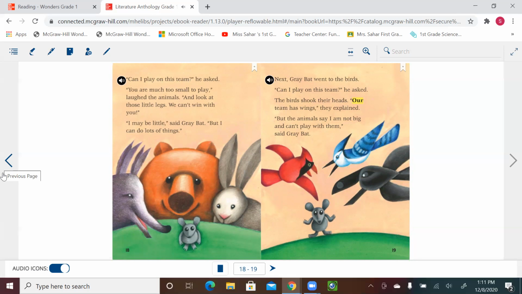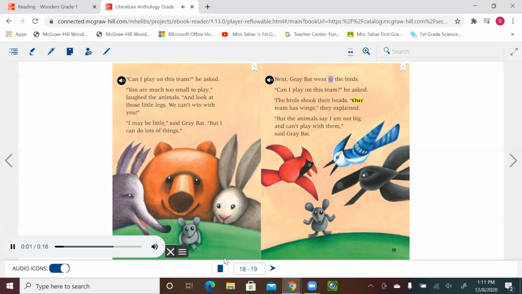All right, so he wants to join the animals without wings, that he thought he fit with them. But the animals said, of course, you can. As you see them, they're big, but that small bat is small and thin. Now they said, you can be with us, we can win. But the bat believed in himself and he said, I may be little, but I can do lots of things. Let's see what the other group of animals will say.